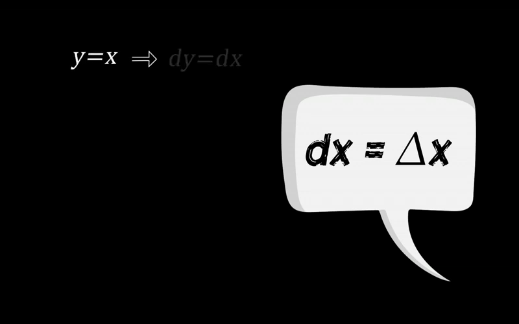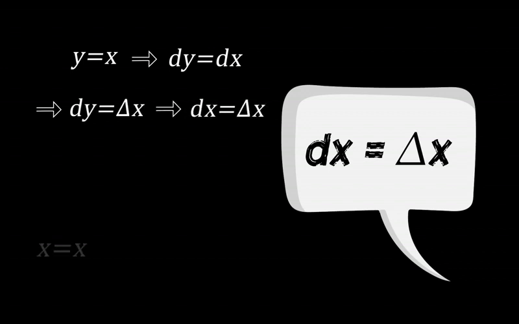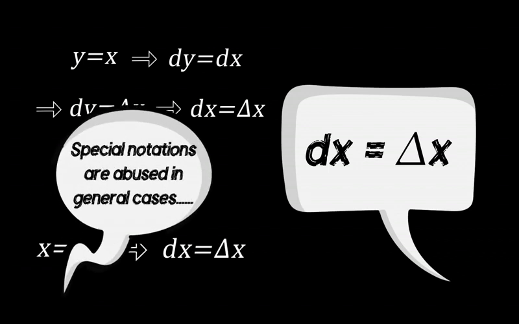Some textbooks stated that it was because dy equals dx when y equals x, while some said it was because dx equals delta x for the function y equals x. But it's ridiculous to use a special notation in general cases.